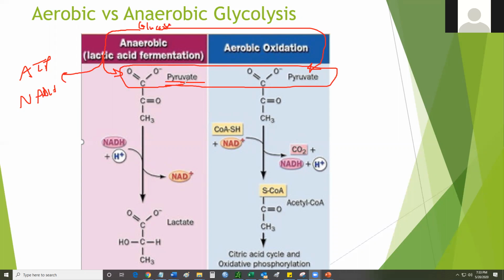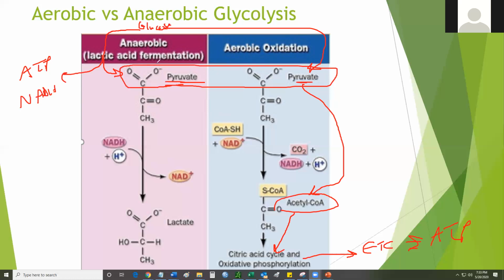When pyruvate is generated and we have oxygen, it gets converted into acetyl-CoA. Acetyl-CoA, as we know, is going to get transferred to the citric acid cycle or the Krebs cycle, and then that ends up going to the electron transport chain, and that gives us ATP.